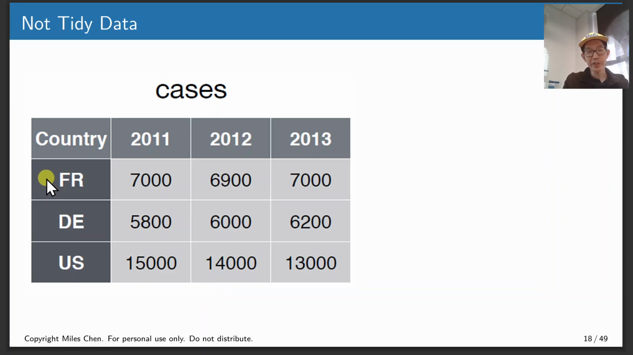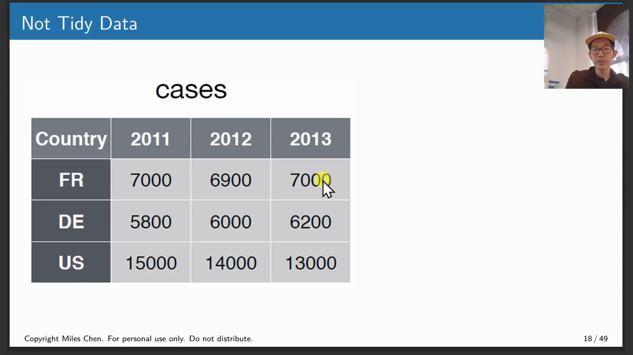As it's presented here, each row is a country. And then across the columns, we have how many cases of, I think this is some fictional disease, occurred in 2011, how many cases occurred in 2012, and how many cases occurred in 2013.